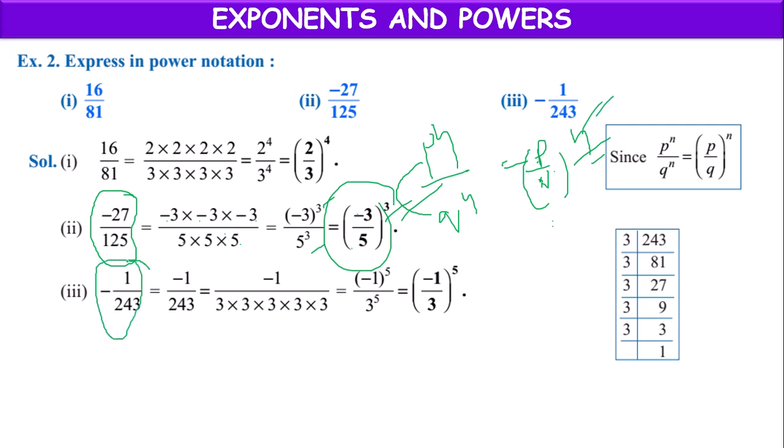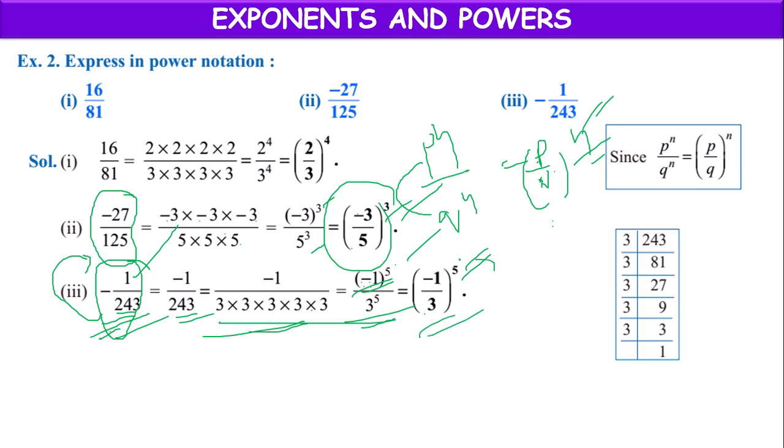So minus 1 by 243. But here minus 1, if it is raised to even power, it will become plus, odd power, it will become minus. So based on the denominator value, we have to write minus 1 in exponential form. So 243 can be written as 3 into 3 into 3 into 3 into 3, 3 power 5. So minus 1 also can be written as minus 1 whole power 5, because the value of minus 1 raised to odd natural number is always minus 1. So minus 1 whole power 5 by 3 power 5. This 5 we can write as a common power. Minus 1 by 3 whole power 5. Like that.